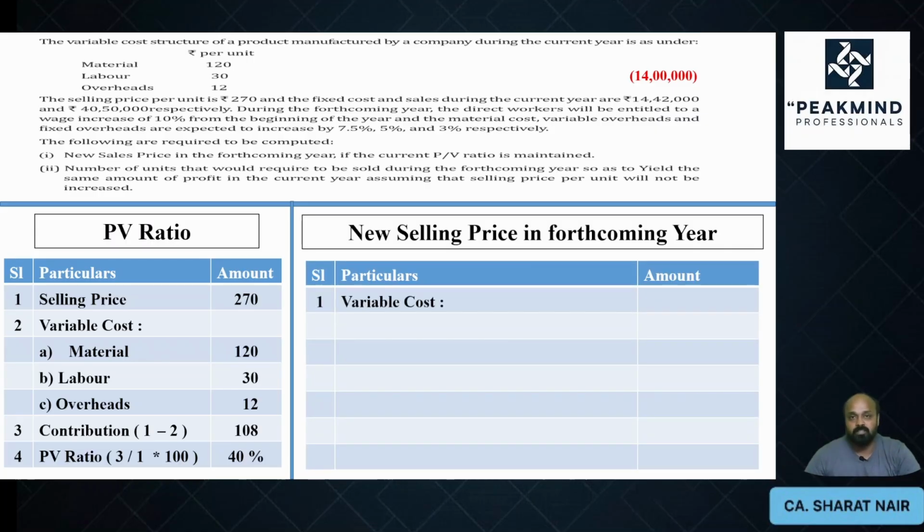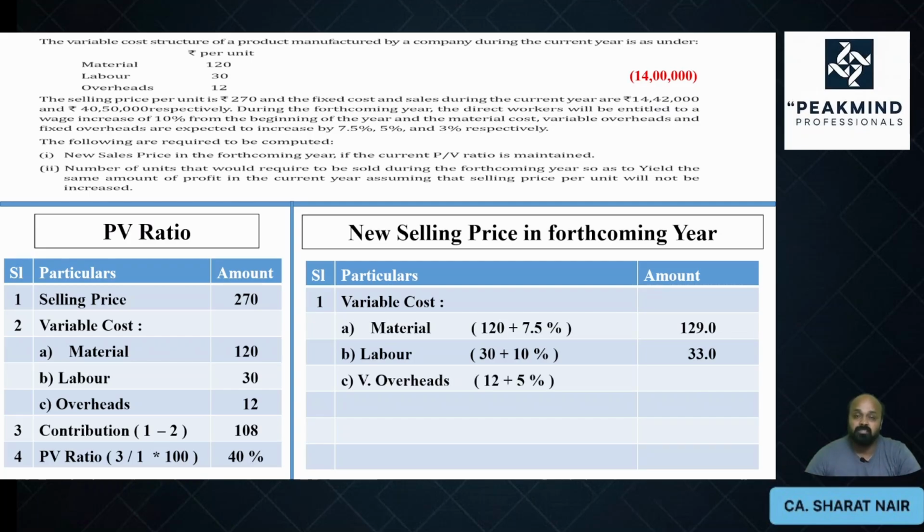Now, first, all my variable costs are increasing as mentioned in the question. So let us give the effect to that. My material cost currently is 120. It will go up by 7.5%, so it will come to 129. Labor cost is 30 per unit. It will increase by 10%, so 30 plus 10% will be 33. Variable overhead will increase by 5%, so 12 plus 5% will be 12.6. So what is my revised total variable cost? It will be 129 plus 33 plus 12.6, which comes to 174.6.